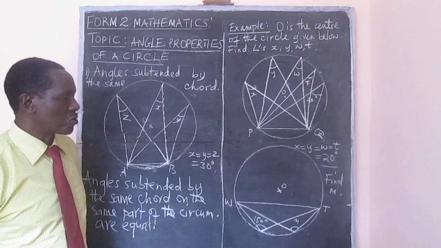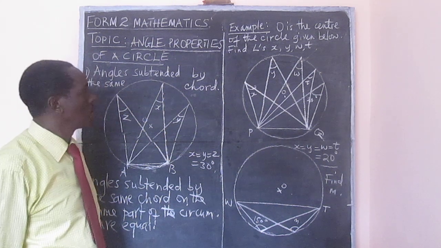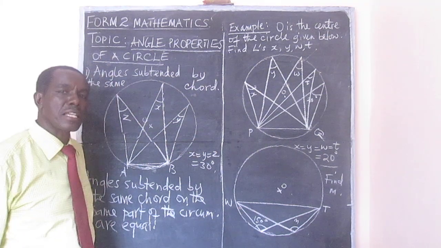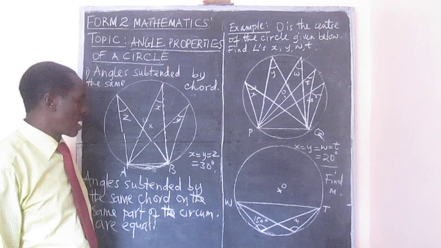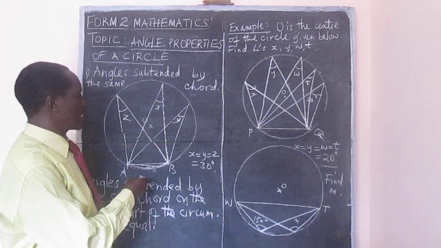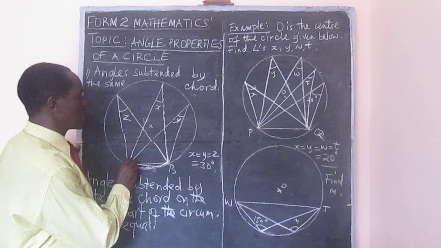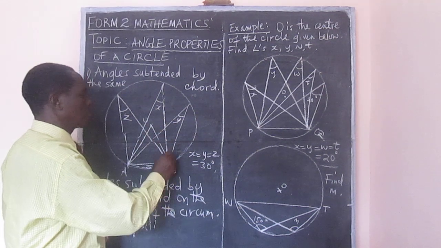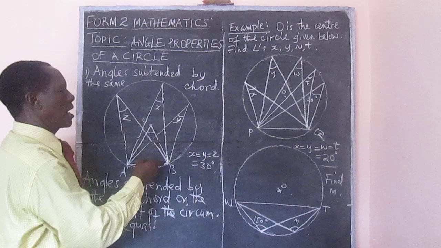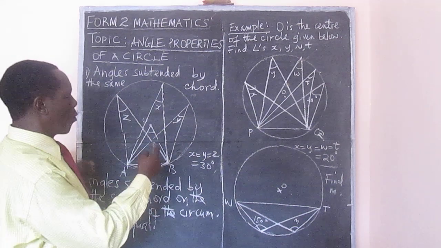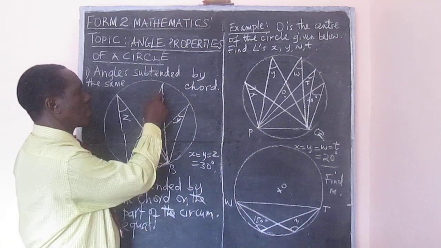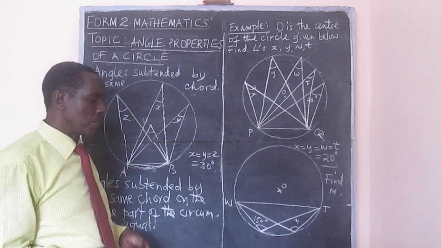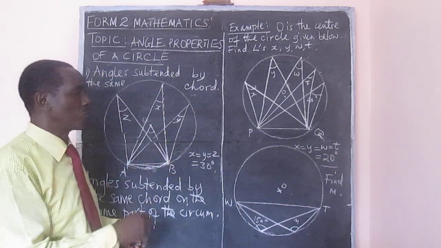Okay, so we are going to stop there for now. In the next lesson, we are going to see the relationship between the angle subtended at the center. Now we can make the chord to subtend an angle at the center, not necessarily on the circumference. And we are going to find out what relationship is there between the angle at the circumference and the angle at the center.